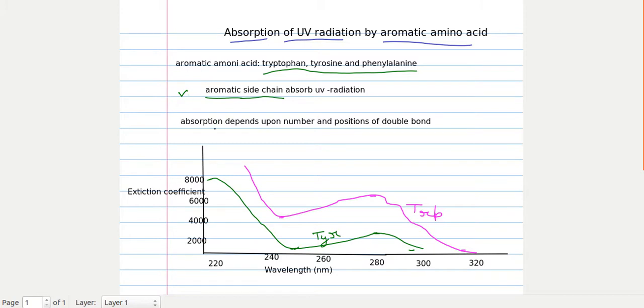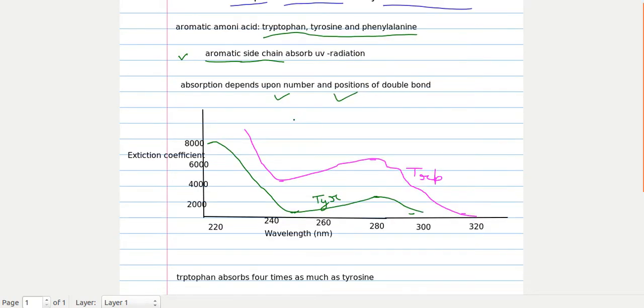So now, how much absorption? Absorption depends upon the number and position of the double bonds. It is common to every organic molecule. The molecule which has alternate double bonds and can resonate in the UV spectra absorbs UV radiation. Here proteins also have alternate double bonds because they have an aromatic side chain, so they absorb.